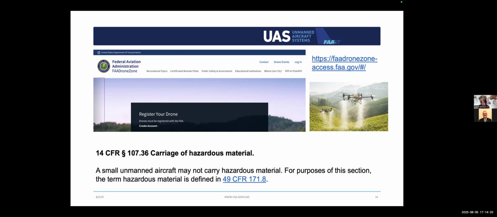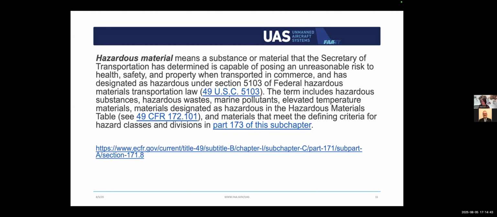14 CFR 107.36 deals with the carriage of hazardous material. A small unmanned aircraft may not carry hazardous material. For purposes of this section, the term hazardous material is defined in 49 CFR 171.8. So you know what's coming next. We're going to go ahead and look at that 171.8.